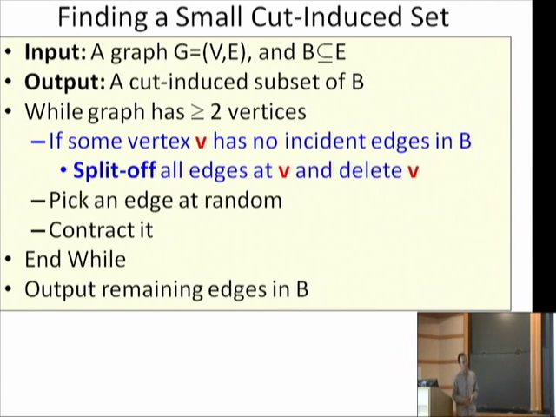Here is a variant of that algorithm that proves our theorem. It's essentially the same, but we introduce this idea of splitting off. During the algorithm, we look to see if there's any vertex V which has no incident blue edges. If such a vertex V exists, then we split off all edges at V and delete V.